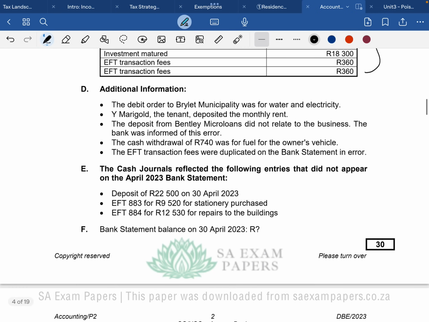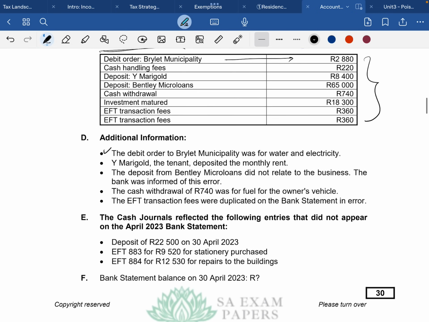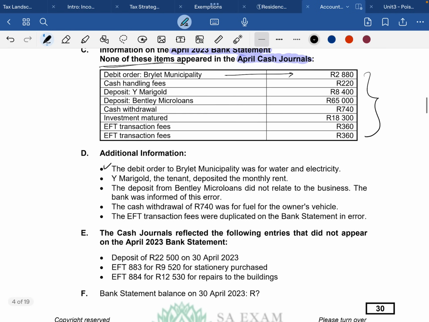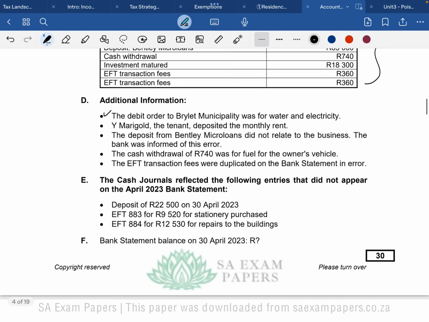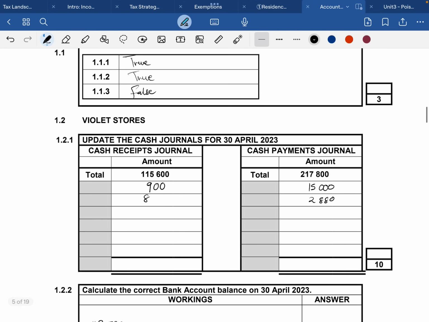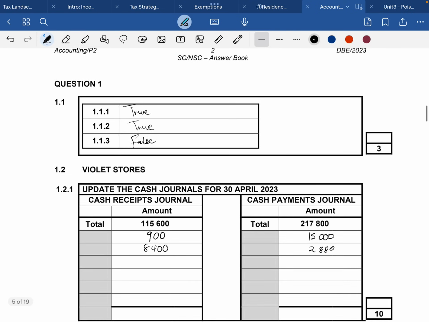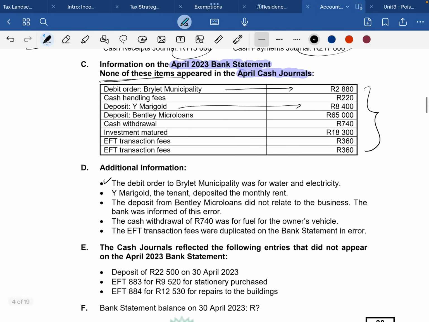Then we have Y Marigold, the tenant depositing money for rental. So we have Y Marigold, 8,400. It's a receipt. So we received 8,400 from the tenant. We're done. Then, okay, let me just scratch these out.